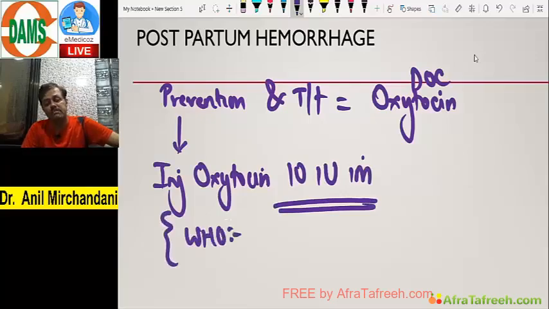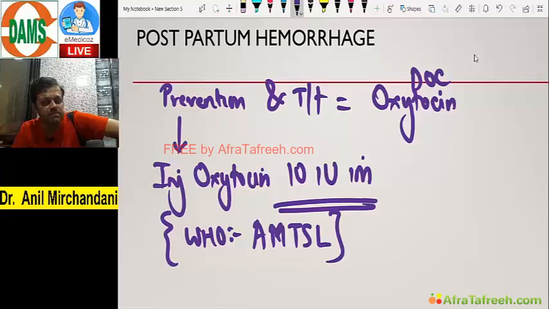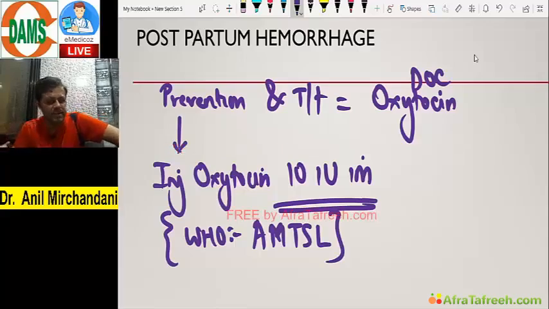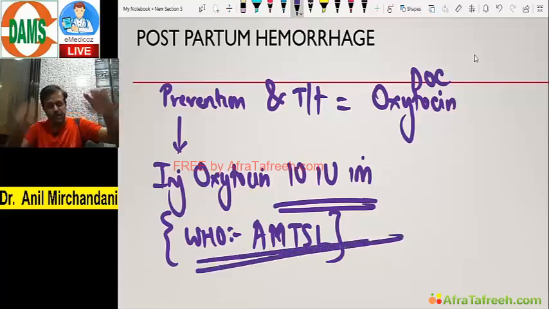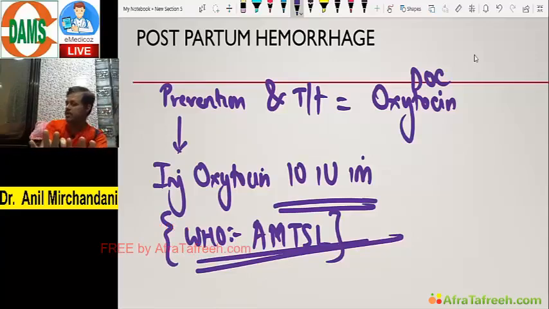WHO-wise, there is something called active management of third stage of labor. In India nowadays, we are doing something weird, and that is deferred cord clamping and giving oxytocin only when needed. That is the Indian protocol. In WHO's protocol, oxytocin is compulsory for prevention of PPH. Here we do deferred cord clamping. We don't clamp the cord. This is the Indian protocol, okay?